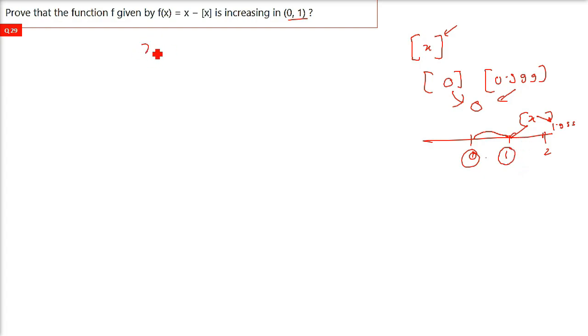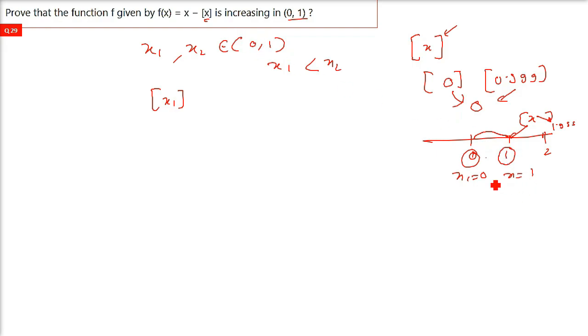So I'm just saying that the interval is already given, 0 to 1. So just take two numbers, say x1 and x2. I'm saying x1 and x2 are some random numbers we have taken in this interval 0 to 1, and x1 and x2 should belong to 0 and 1. So x1 is less than x2. But as I'm saying, I'm not taking integers now. I'll take some value which is just lower than 1. It will give you the same number.